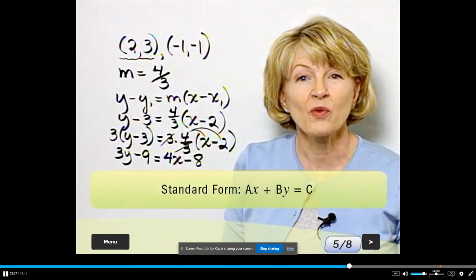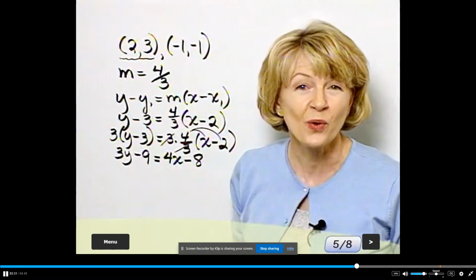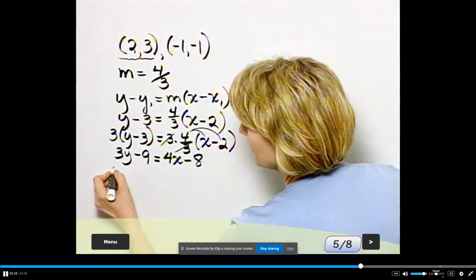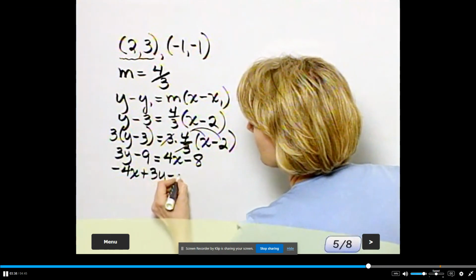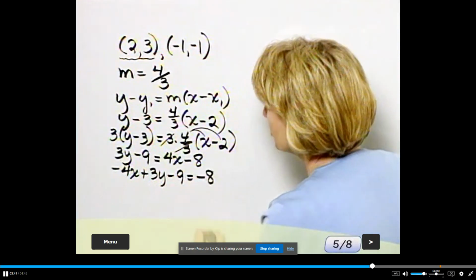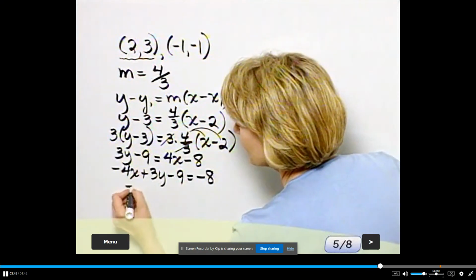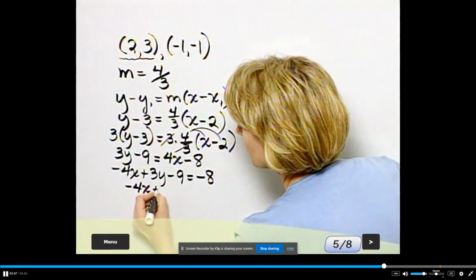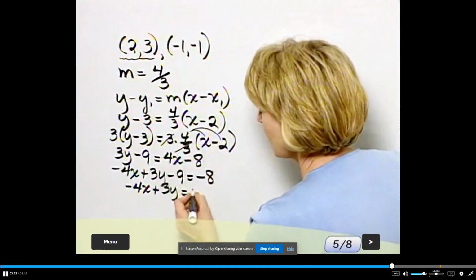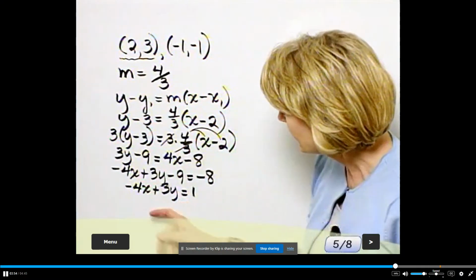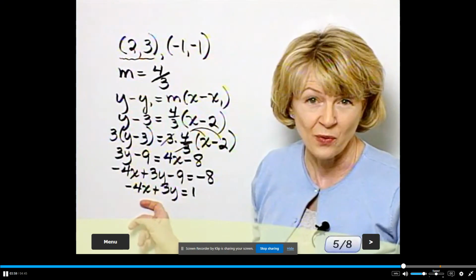Now I want it in standard form, so x's and y's on one side. I'll subtract 4x from both sides, and I'll have -4x plus 3y minus 9 is equal to -8. And now I'll add 9 to both sides. I'll have -4x plus 3y is equal to -8 plus 9, and that is 1. Now, here is my equation in standard form.